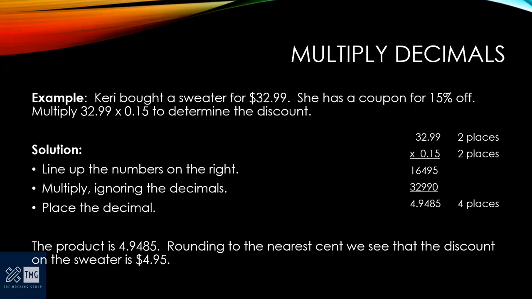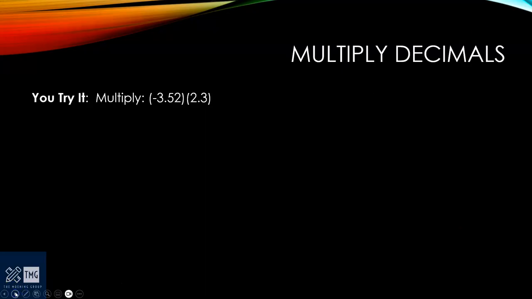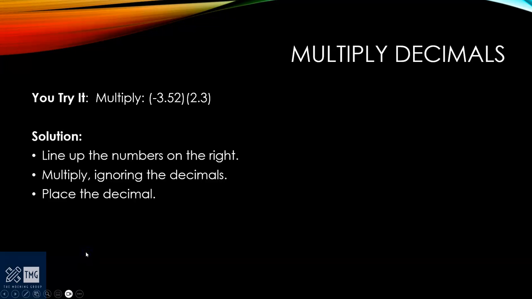All right, let's have you try one. So try this, then come back and check out your answer. So we're going to do negative 3.52 times 2.3. Again, we're going to line up the numbers, do some multiplication, and place our decimal. So, here we go.